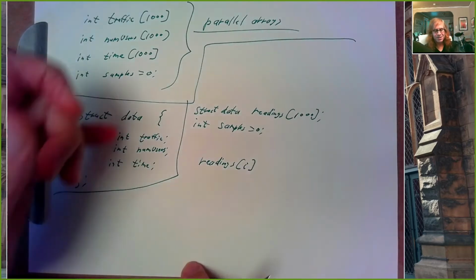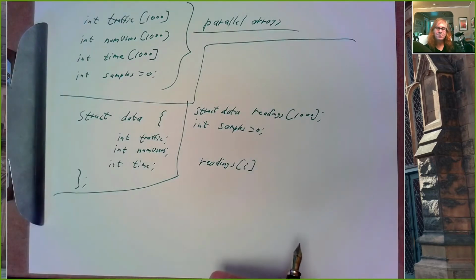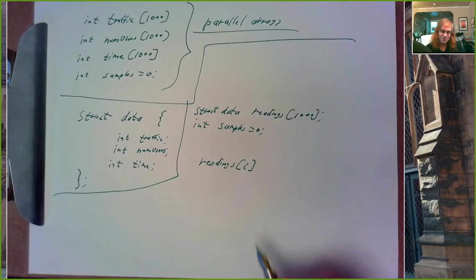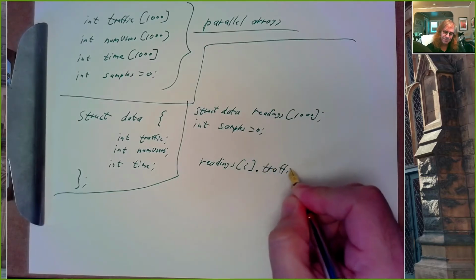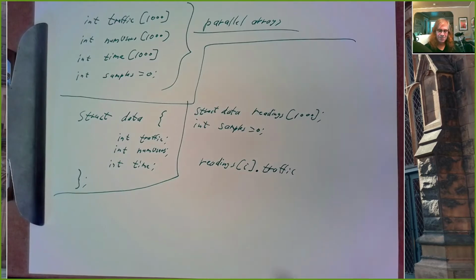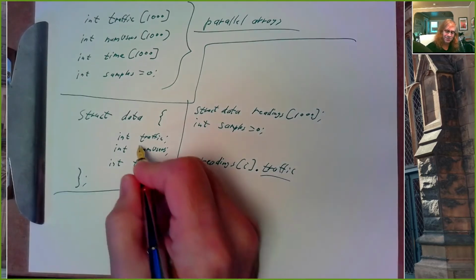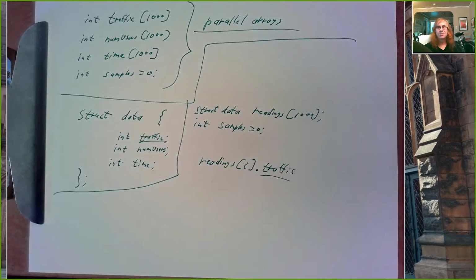Well, a struct data is comprised of three different pieces of information. If I wanted to know what the traffic was in this piece of data, I can say readings bracket I dot traffic. Right, so the dot says I want this field from this struct data. And I could do dot num users, dot time to get to the other fields.